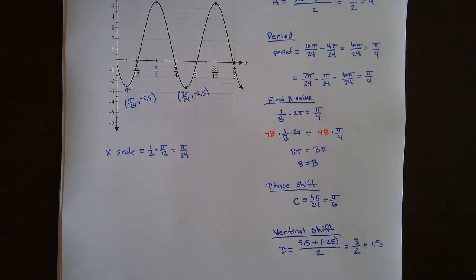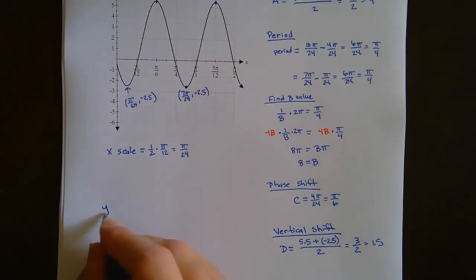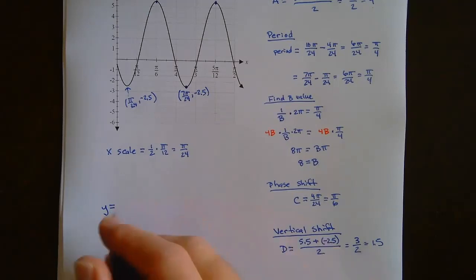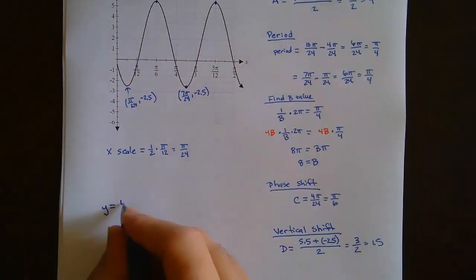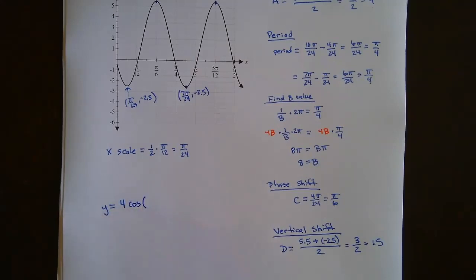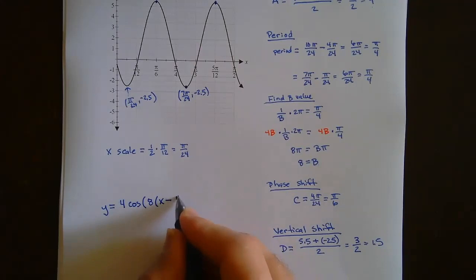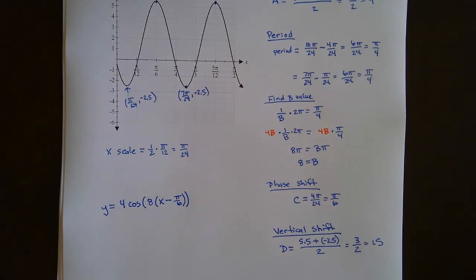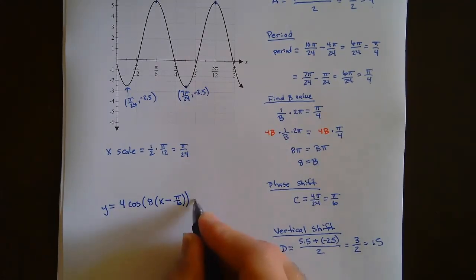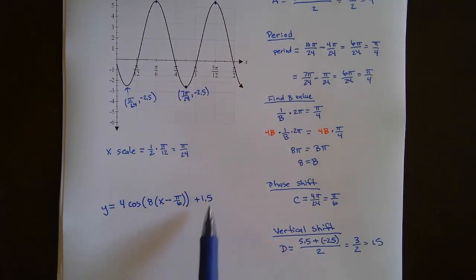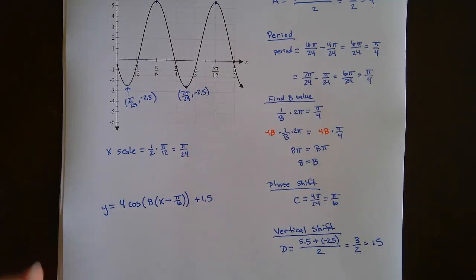So we're ready to write our function now. Our function would be y is equal to our a value, our vertical stretch, which we now know is the amplitude, which is 4, cosine of our b value, which is 8, and then open a parenthesis, x minus our phase shift, which is pi over 6. Then we close the parentheses. And then we need to shift it up, so plus 1.5. This could also be 3 over 2; the 1.5 and 3 over 2 are exactly the same. And that's how you model with trig functions.